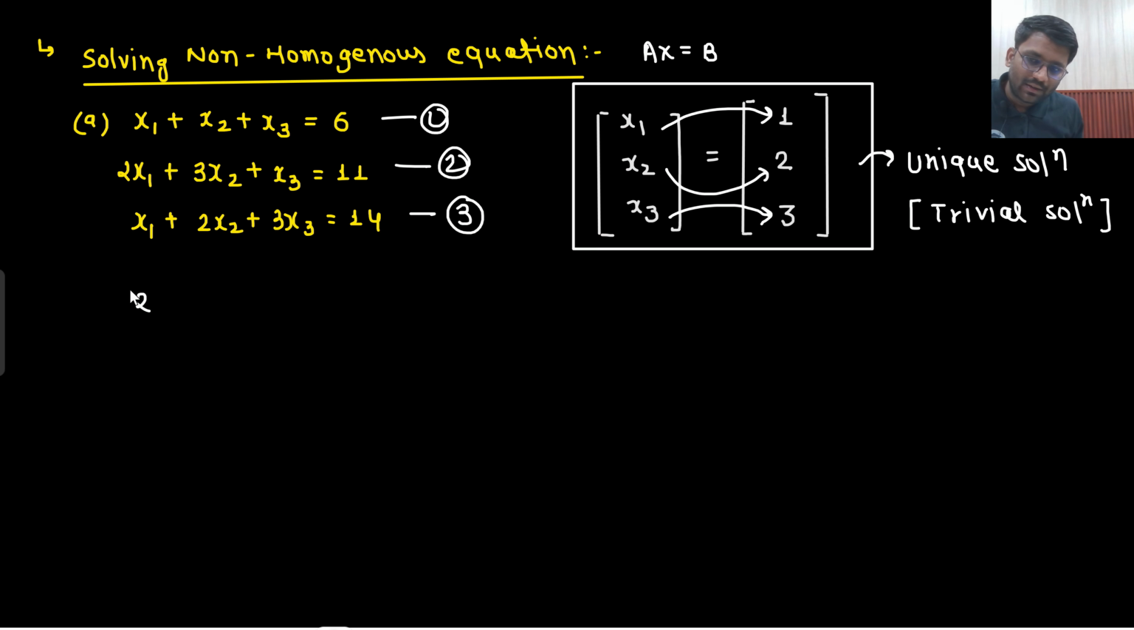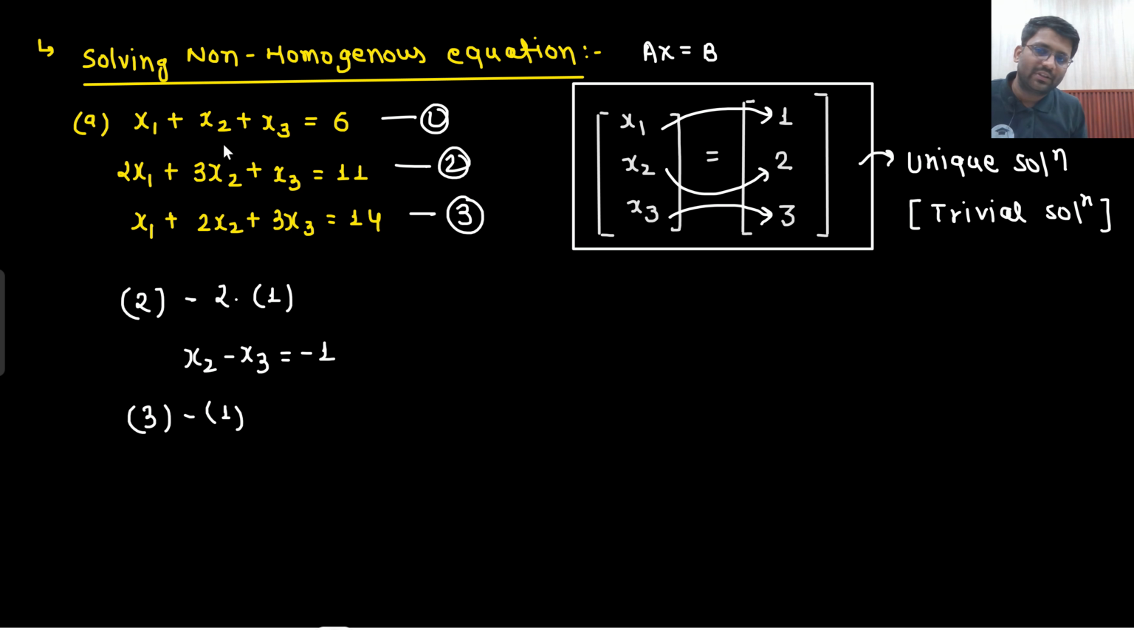From equation 2, I am subtracting twice of equation 1. What will I get? x2 minus x3 equals minus 1. Next, from equation 3, I am subtracting equation 1. What will I get? x2 plus 2x3, that is equivalent to 16 minus 14 minus 6, which will be 8. So new equations I got, equation 4 and equation 5, and equation 1 is as it is.